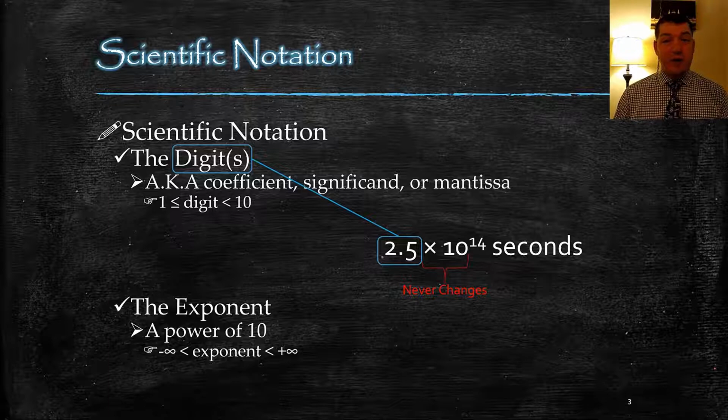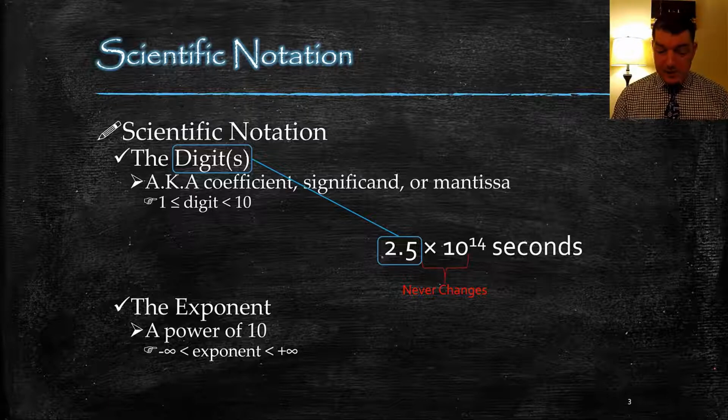But that digit right there has a very important rule. It has to be greater than or equal to 1 and less than 10. That means it can be 1.0, 1.000, any number of zeros after the decimal place, but it cannot be 10. It can be 9.9 repeating, which means it can go up to almost 10, but it cannot equal 10. So the very important rule for the digit is that it must be greater than or equal to 1 and less than 10. It cannot be equal to 10, and that'll be important when we start talking about significant figures related to those values.